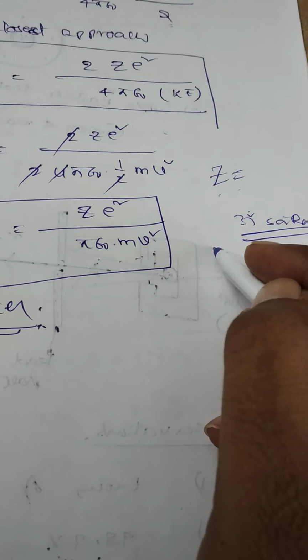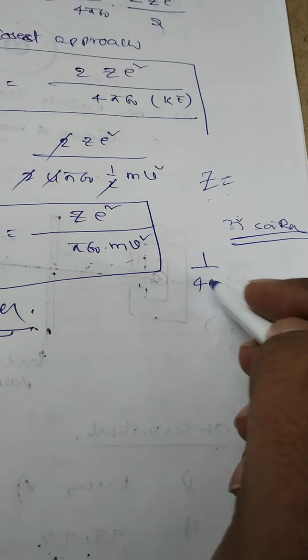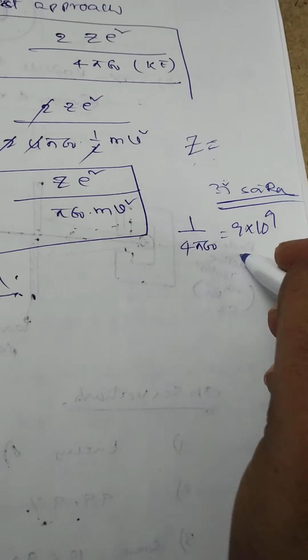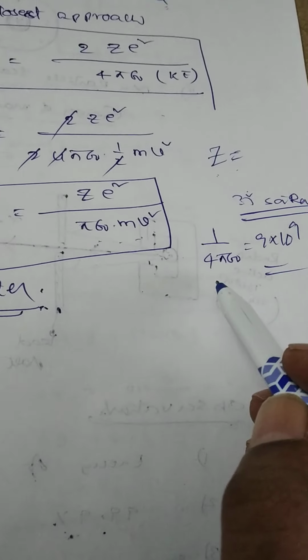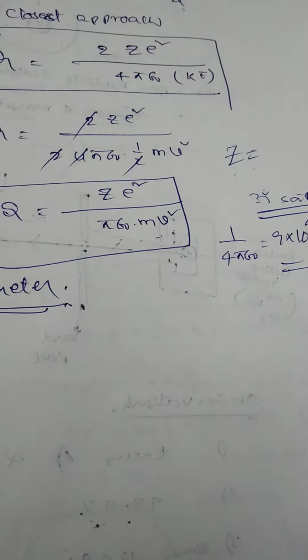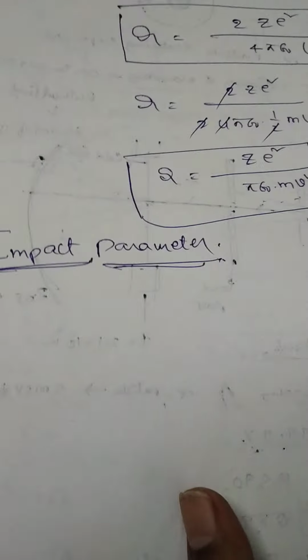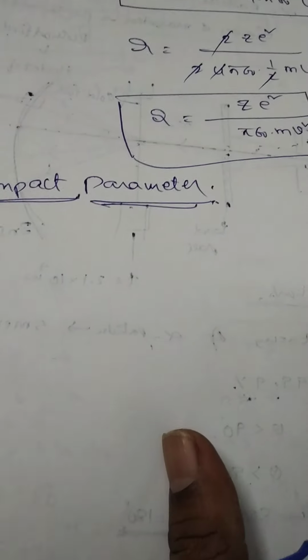Also, remember while solving problems, 1 by 4 pi epsilon naught is equal to 9 into 10 to the power 9. Now in this class, what is meant by impact parameter and what is the formula for it?